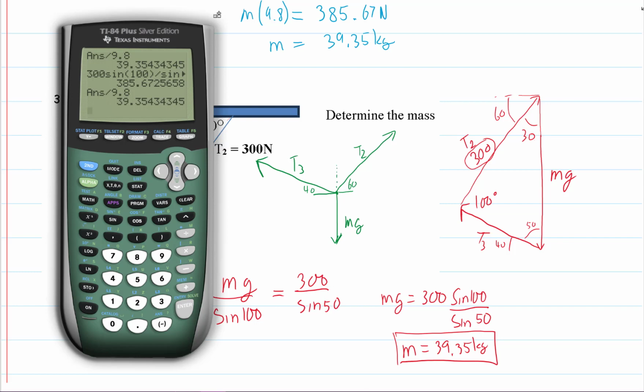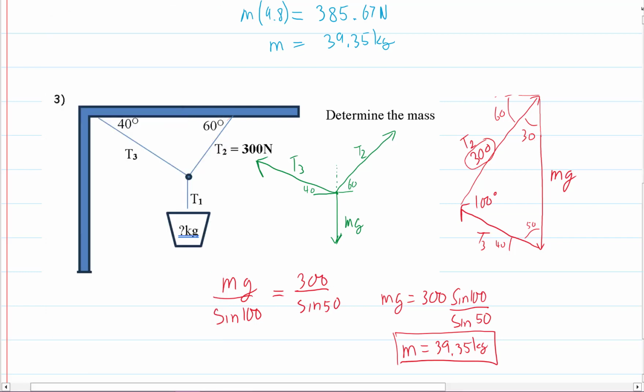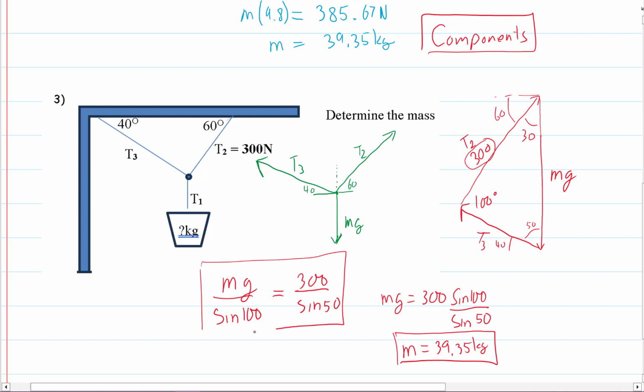One is by components. This was components. And then this one down here is by the direct method, which requires perhaps the use of sine law or cosine law, because we're going to get a triangle and it might not be a 90-degree angle triangle.